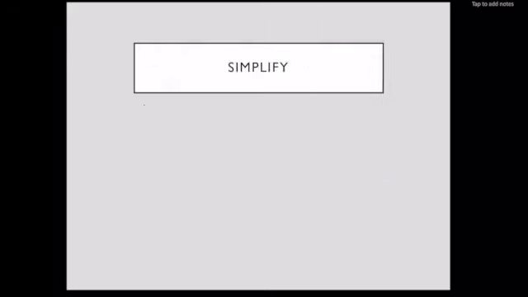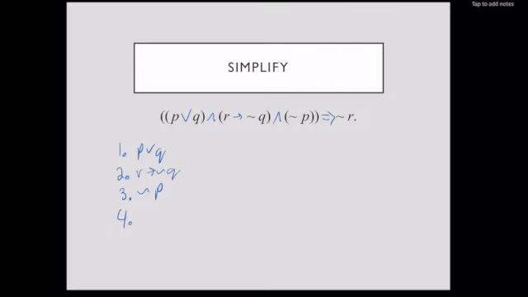Okay? So let's take a look at this. So we're going to simplify this statement right here. So if I have P or Q, that's our first hypothesis, and R implies not Q and not P. What I need to do is figure out a way to simplify two of these statements. Okay? So let's take a look at disjunctive syllogism.